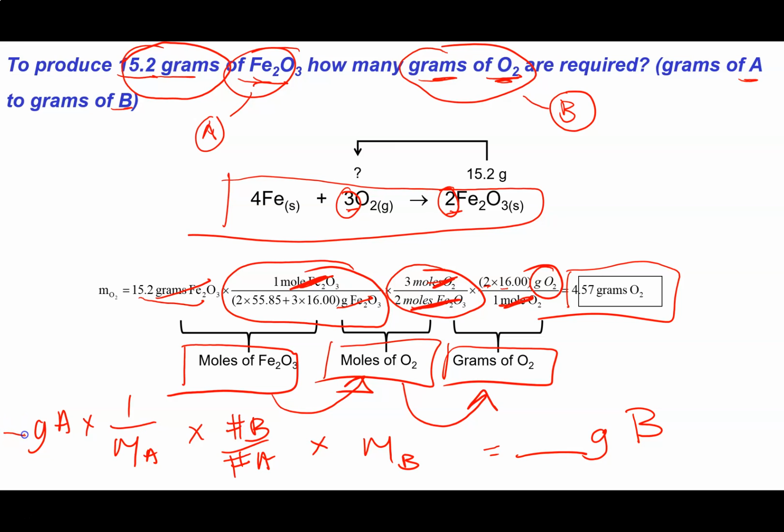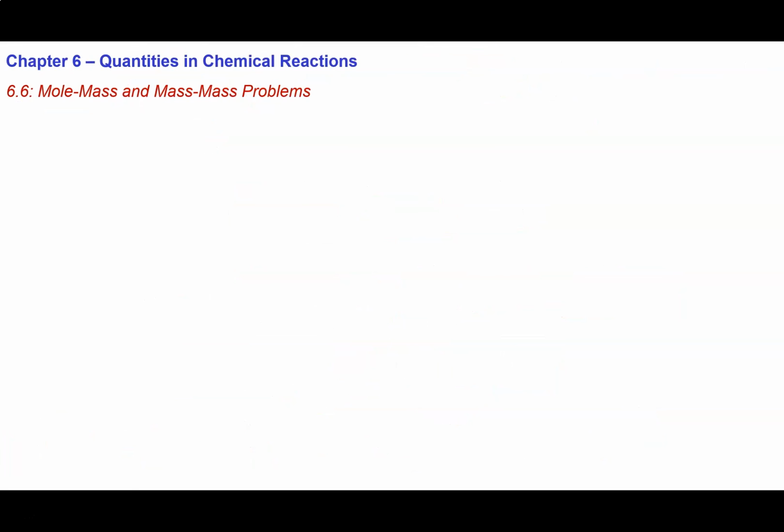So that's what we did, right? Grams of A multiplied by 1 on the molar mass of A multiplied by the number of B's over the number of A's multiplied by the molar mass of B gives you the grams of B. So you've just got to be able to put 4 numbers into your calculator and hit enter. Okay, so that concludes this section on how to perform the mass-to-mass problem that we typically see in general chemistry.